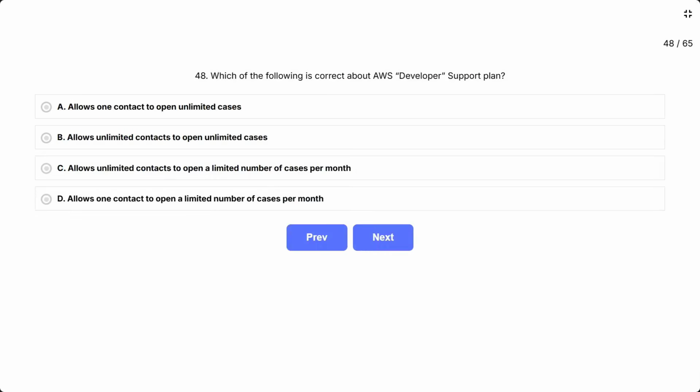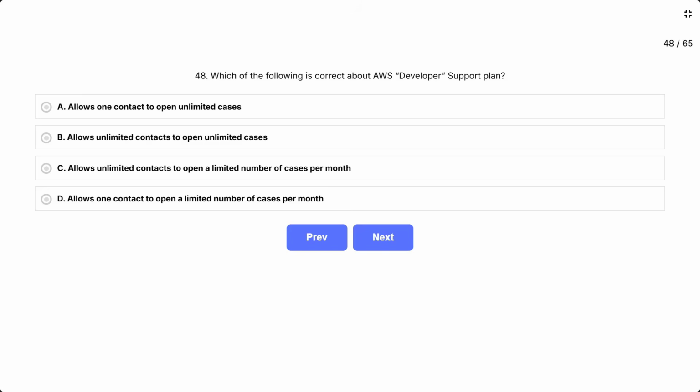Question 48. Which of the following is correct about AWS Developer Support Plan? A. Allows one contact to open unlimited cases. B. Allows unlimited contacts to open unlimited cases. C. Allows unlimited contacts to open a limited number of cases per month. D. Allows one contact to open a limited number of cases per month. This question tests knowledge of AWS support plan tiers and their contact case limits. Each plan has a specific rule on how many contacts can raise how many cases.